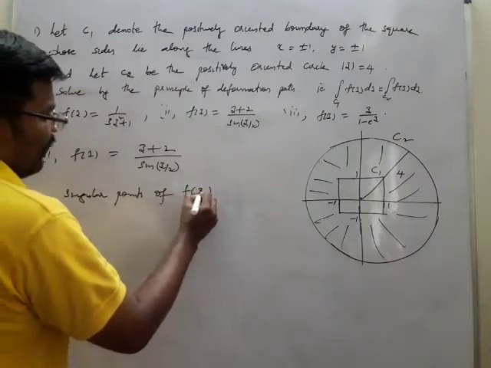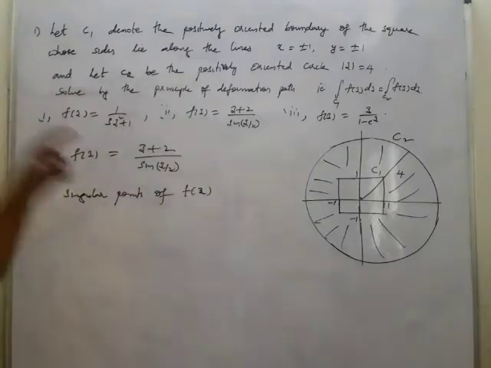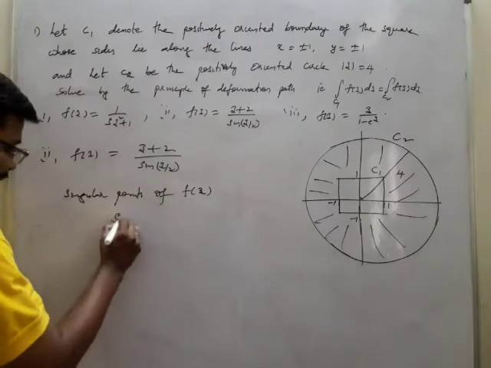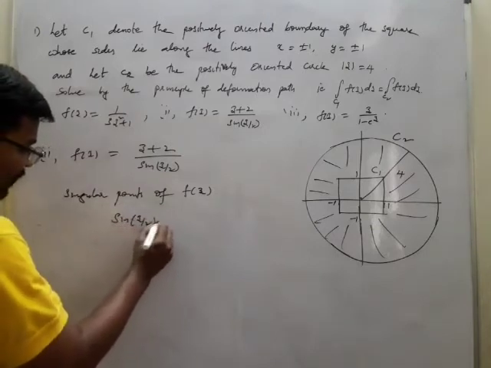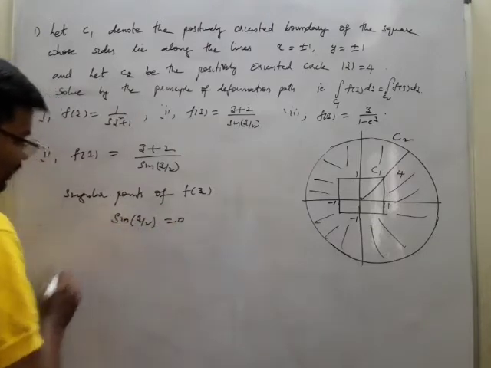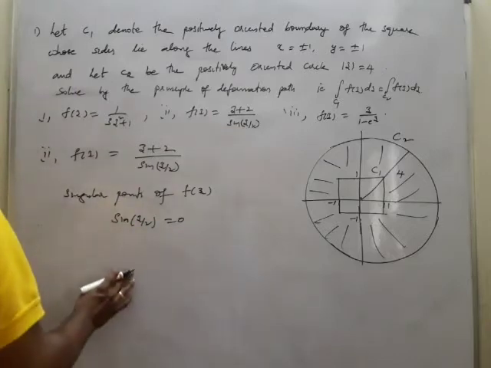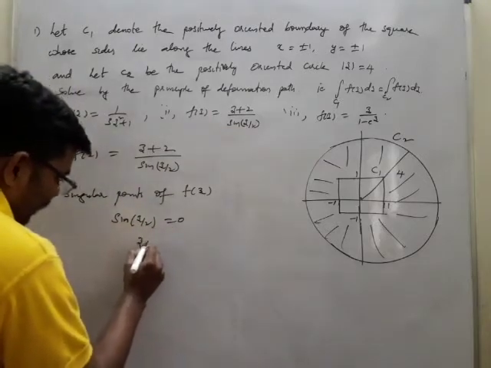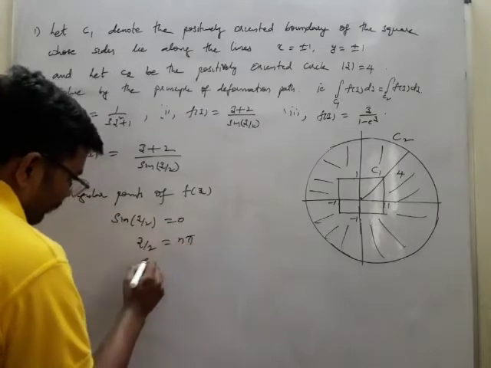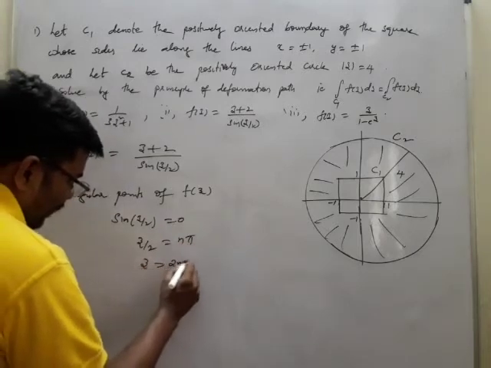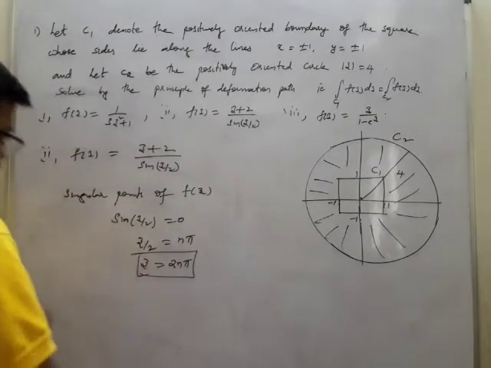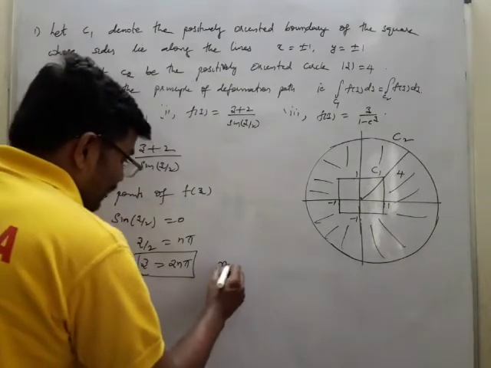So what we have to take? We have to take the denominator to be 0. So sin(z/2) is equal to 0. When will sine be 0? sin(n pi) is 0. So therefore z by 2 is equal to n pi, z is equal to 2n pi, where n belongs to the integers.